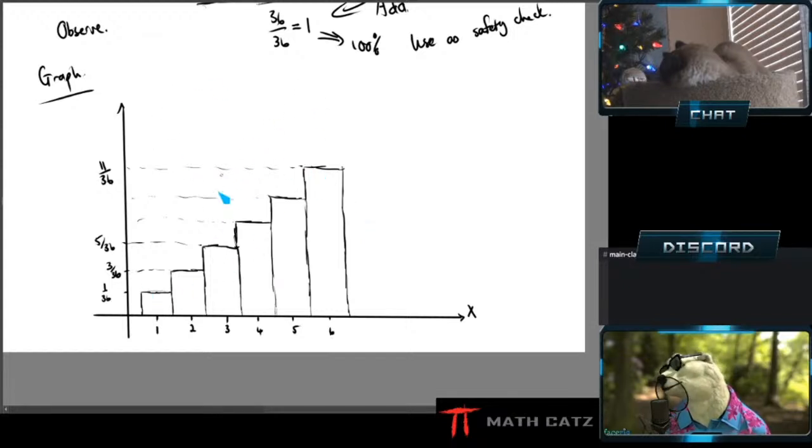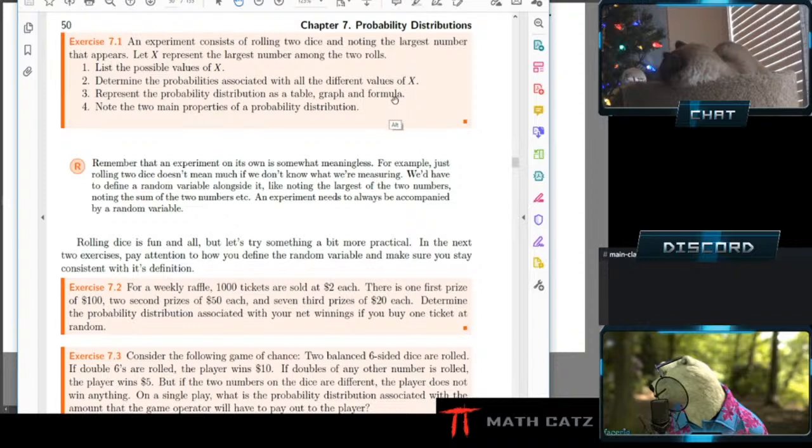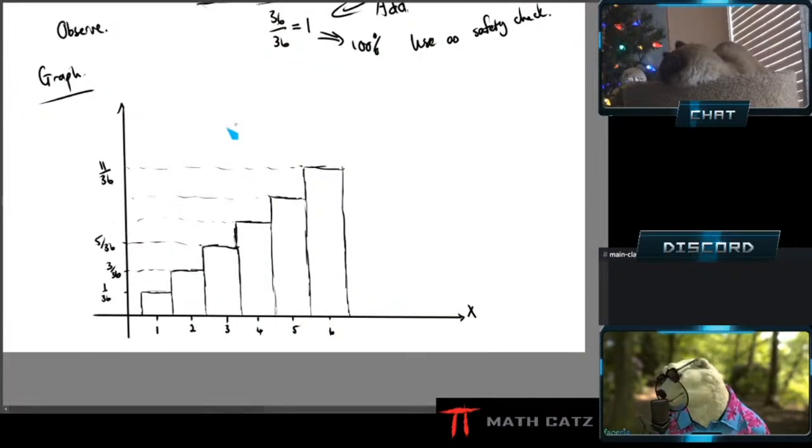Just an alternative. Again, we're not going to worry about formulas. It serves no purpose for us. We didn't do our counting to that level of detail that can justify worrying about formulas right now, so I'll never ask it. Don't ever worry about it. And the two main properties of the probability distribution. Well, we listed one.